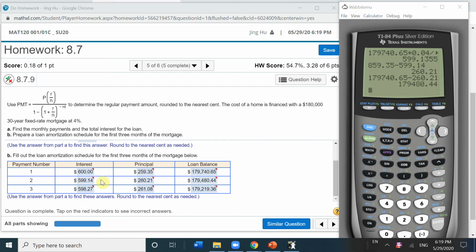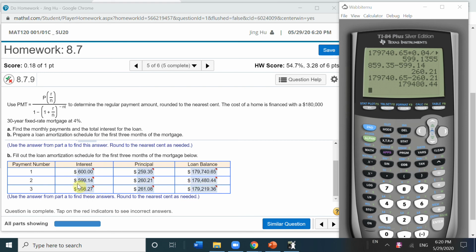So okay, for the second line, the interest is on this loan amount. The remaining balance is not 180,000, because in the first month you paid the principal $259.35. So this amount times 0.04, the annual rate, and divided by 12. Don't forget to divide by 12 because that's the monthly rate. So that's the interest. Then every month you pay that much money minus the interest. The principal is $260.21. Then the remaining balance for the loan is this amount minus this. So it equals this.